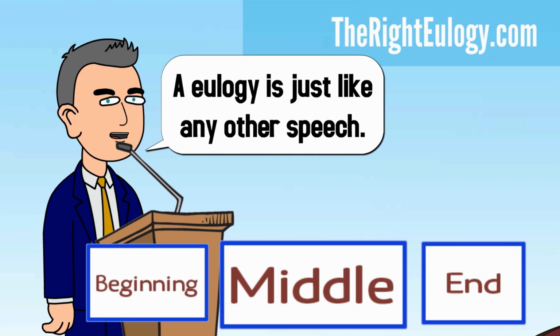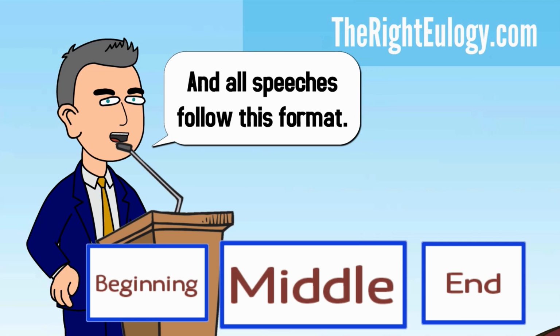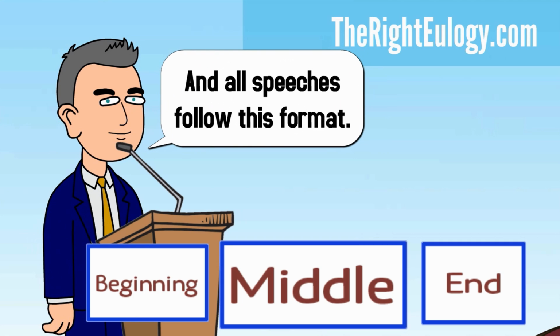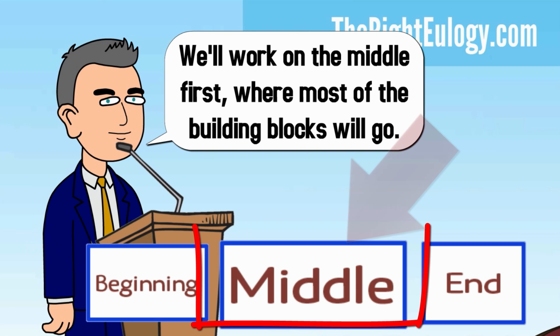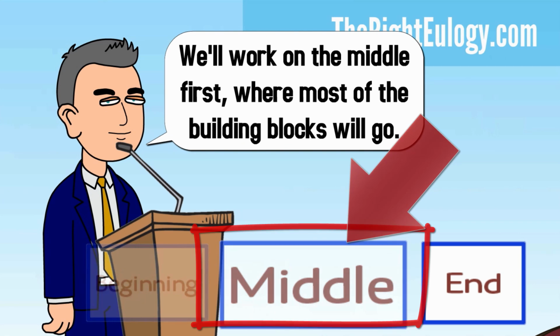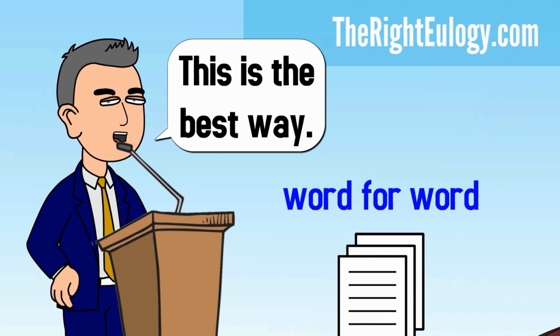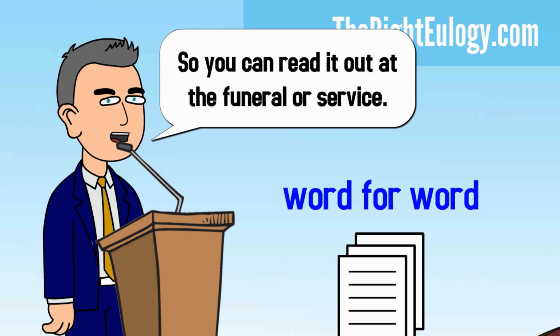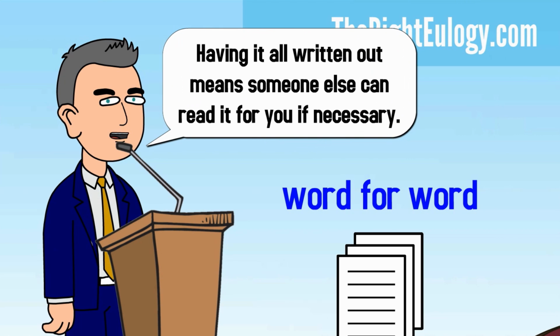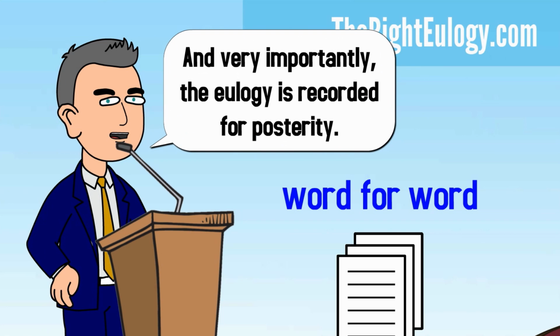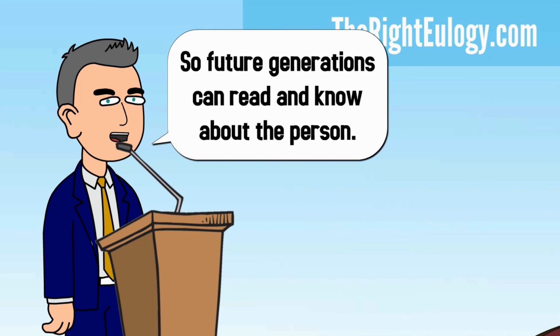A eulogy is just like any other speech, and all speeches follow this format. We'll work on the middle first, where most of the building blocks will go. Write out your eulogy, word for word. This is the best way, so you can read it out at the funeral or service. Having it all written out means someone else can read it for you if necessary. And very importantly, the eulogy is recorded for posterity, so future generations can read and know about the person.